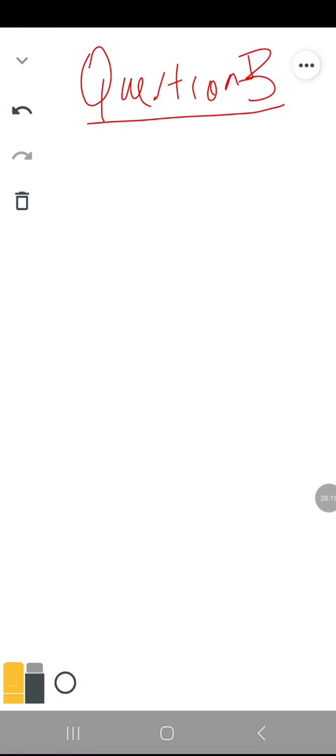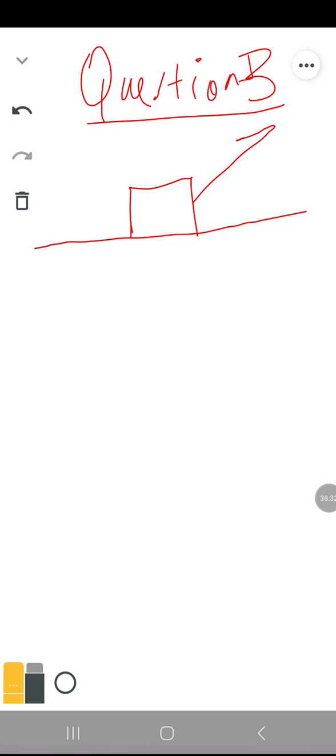Okay, question 3 here. Remember, I'm going to try to draw the diagram. Here I'm having 5 kg. Then here I'm having your force here, and there's a 20 degrees here.